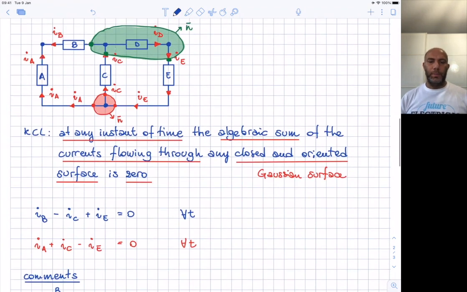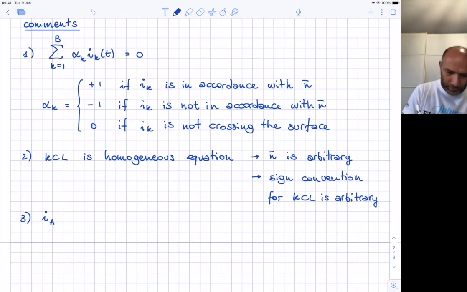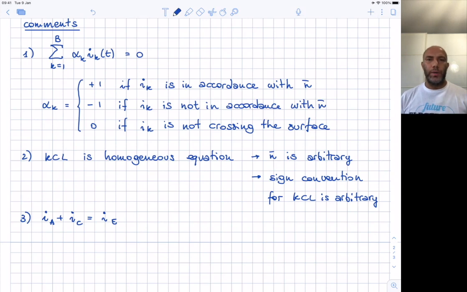Let's consider, for example, the second equations of Kirchhoff current law that we have written. And let's move, for example, the current IE to the right-hand side. In this case, we have that IA plus IC equals IE. This is not just to play with the currents and with the formula, but let's see if we can make some considerations about the inside of this representation of Kirchhoff current law.